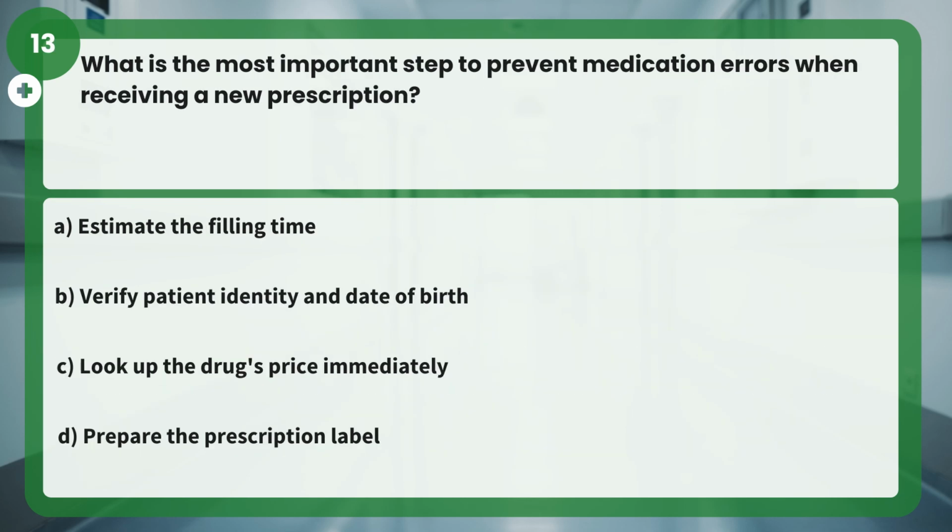Question 13. What is the most important step to prevent medication errors when receiving a new prescription? A. Estimate the filling time. B. Verify patient identity and date of birth. C. Look up the drug's price immediately. D. Prepare the prescription label.